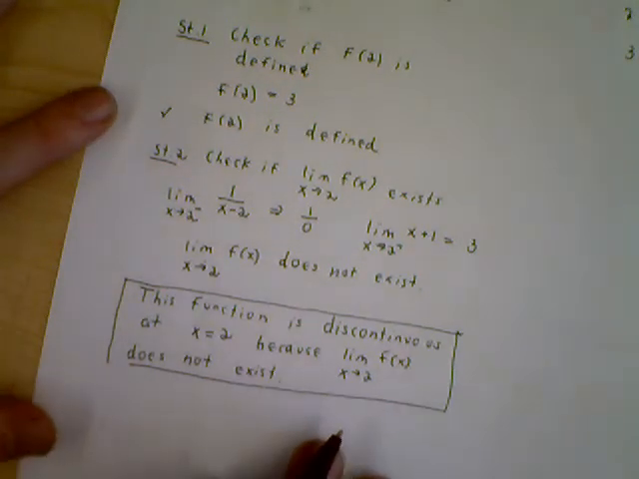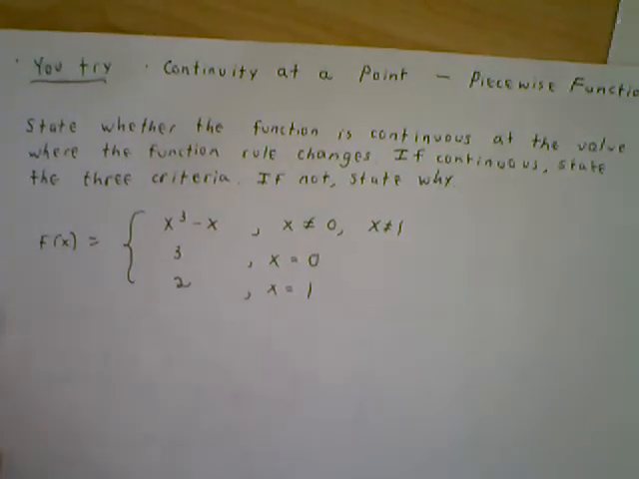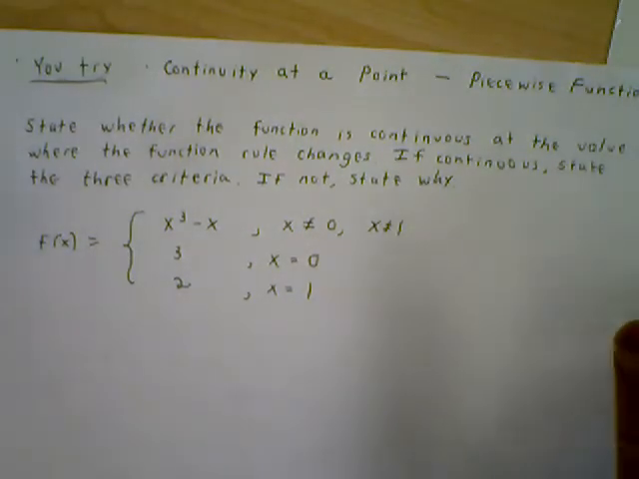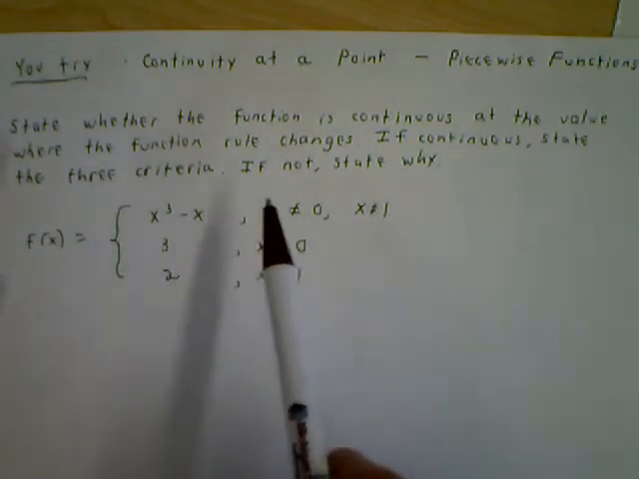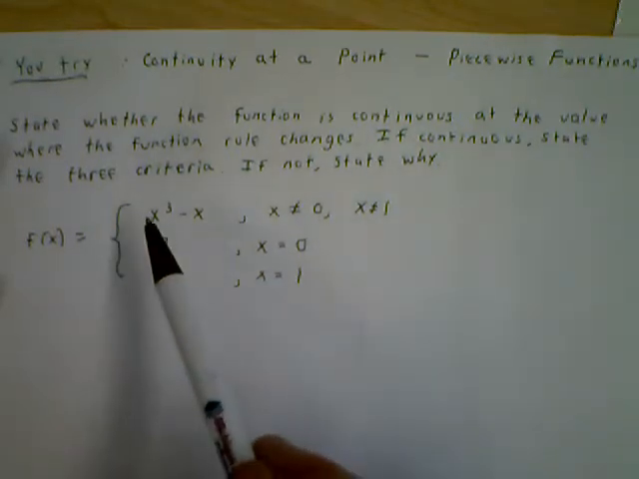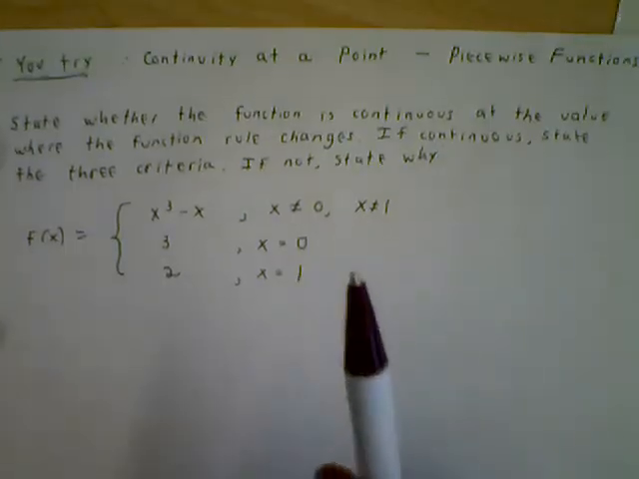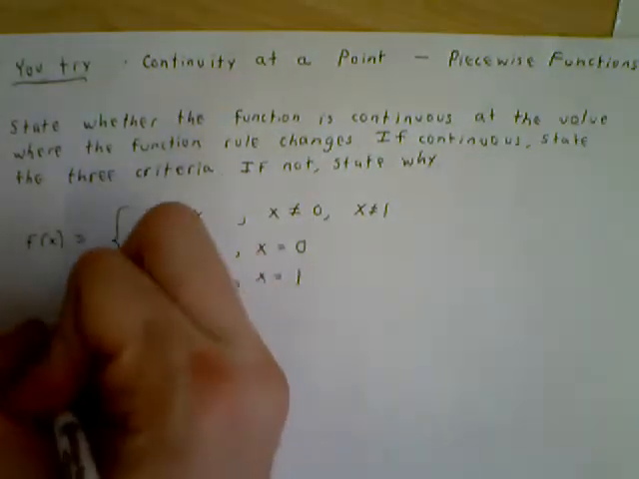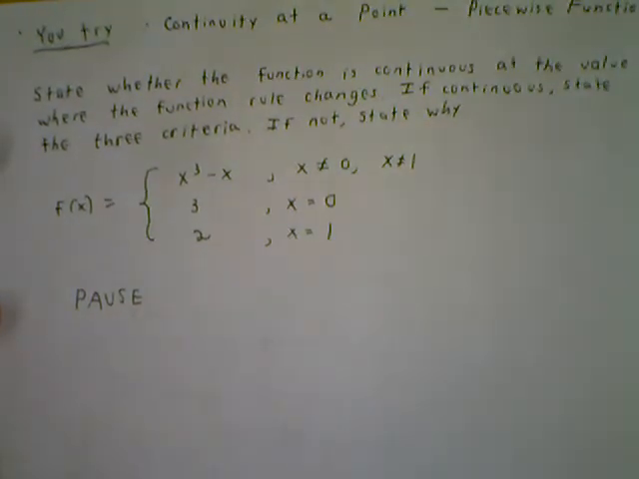Now, I'm going to have you go ahead and pause the video to try this problem, and then I'll go through a solution. So this is a you try. Pause it, see what you get, and then we'll go through. State whether the function is continuous at the value where the function rule changes. If continuous, state the three criteria. If not, state why. You can also pause if you get tripped up, watch, and then pause again and work through. So I'm going to say pause right now. And after you're done trying it, you can come check the solutions.